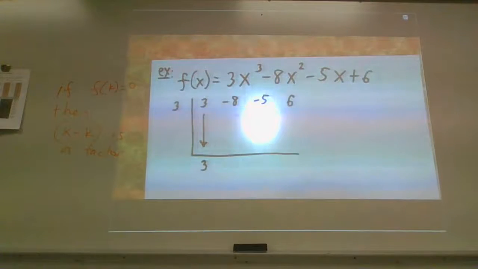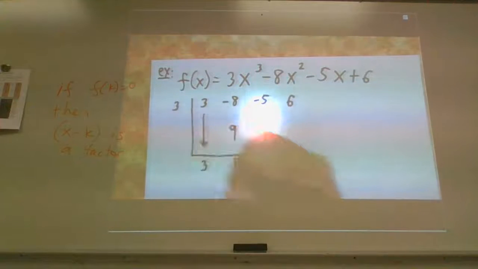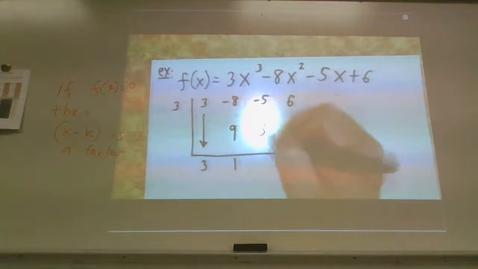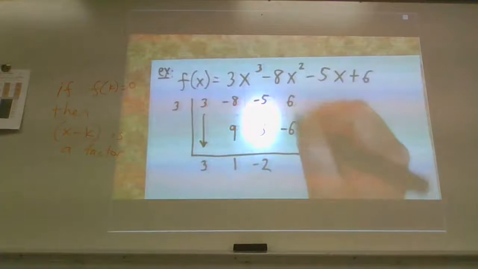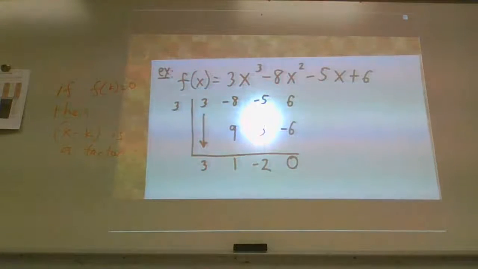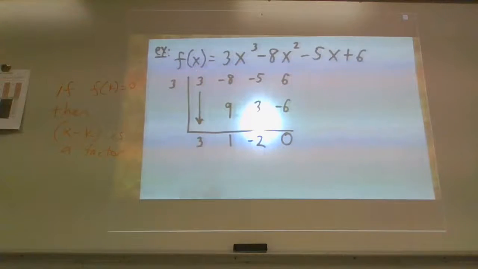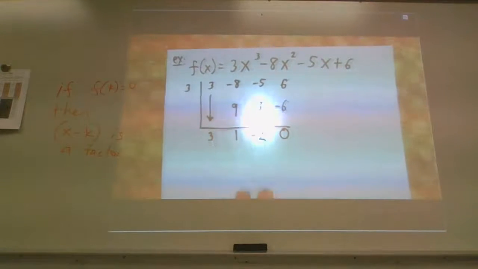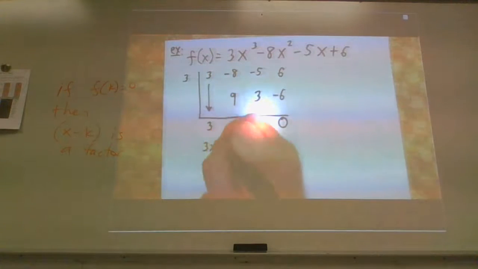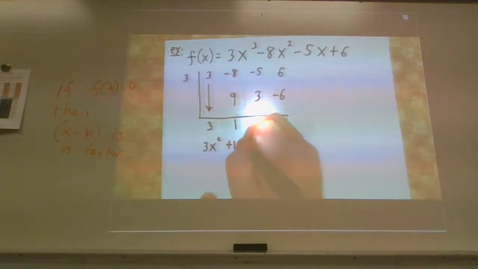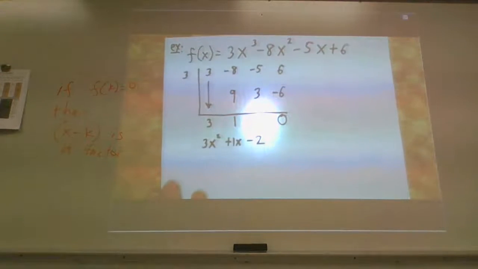3 plus nothing is 3. Multiply. Add. Multiply. Add. Multiply. Add. 3 is definitely a 0 of the function. Now look what we have left over. What we have left over is a 3x squared plus 1x minus 2. That's what we have left over.